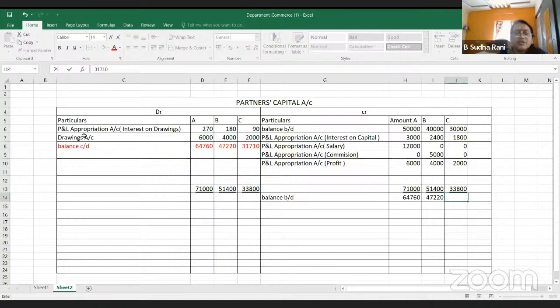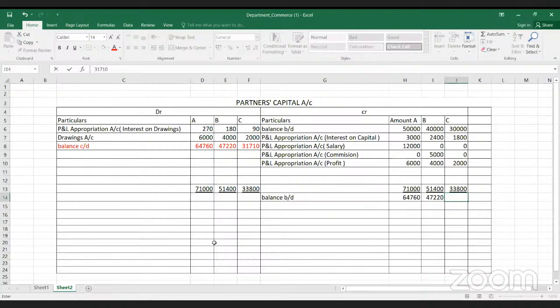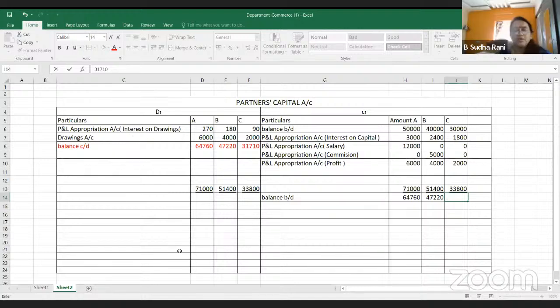Say in this question, is the screen visible now? Excel sheet is visible? Yes, ma'am. Visible. Why is it not working?